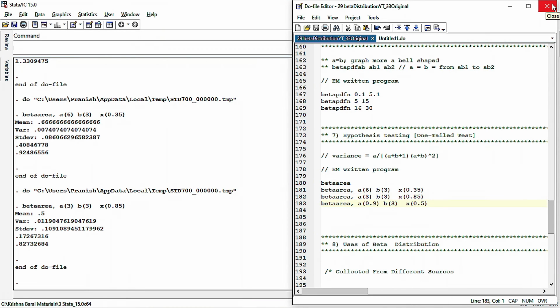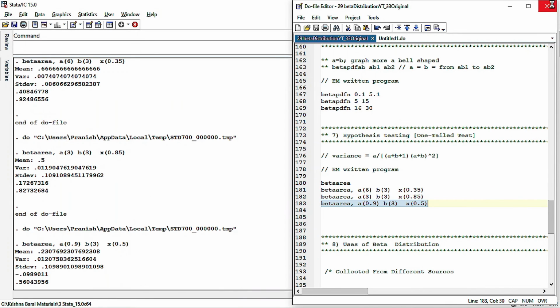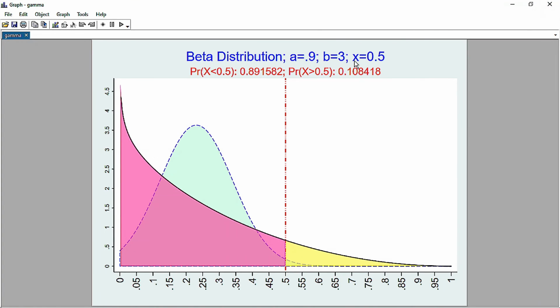Now let us see if a process follows a beta distribution and the parameters are 0.9 and 3 respectively, and we want to test our hypothesis whether the value of x is 0.5. So our null hypothesis is x is 0.5 and our alternative hypotheses are x is less than 0.5 and x is greater than 0.5. In both of the cases we see that our p-value is greater than our alpha value of either 1% or 5%. So that is why we fail to reject the null in this case, and we conclude that the value of x is in fact 0.5.